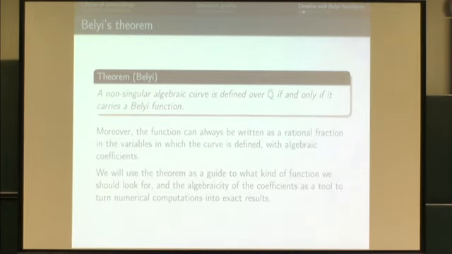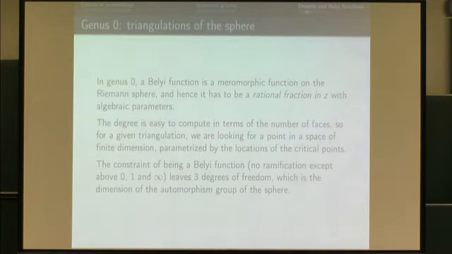So how do we do that? Let's look at the case of genus 0. Genus 0 is exactly this case. It's the case where the Riemann surface here is the sphere itself. So what you have is some meromorphic function defined on the sphere.